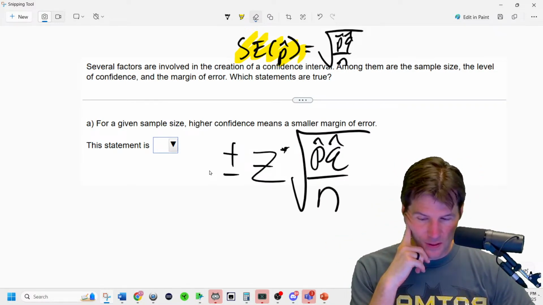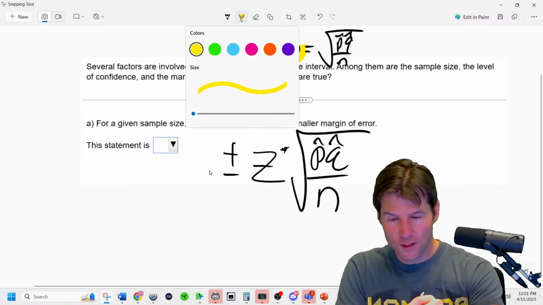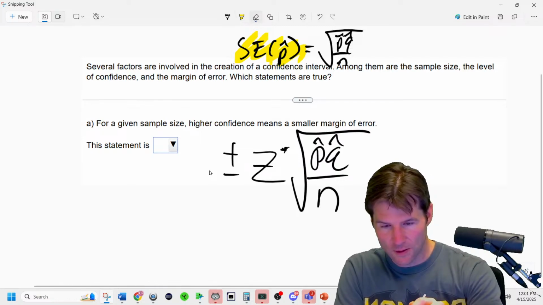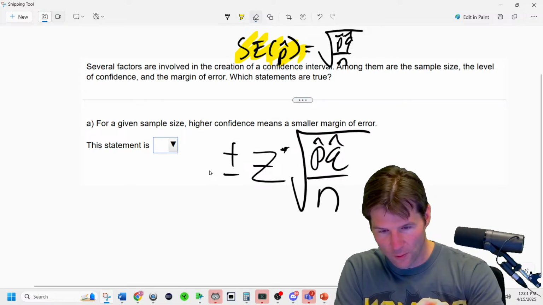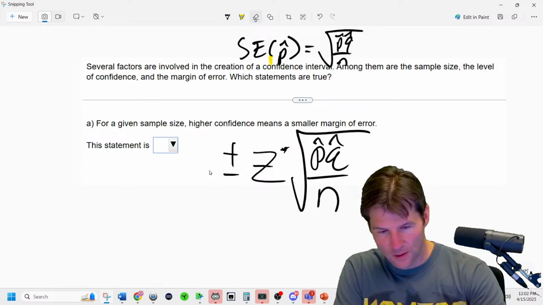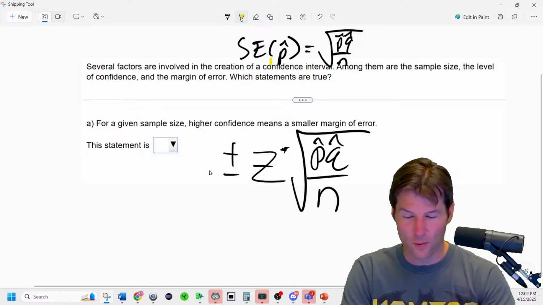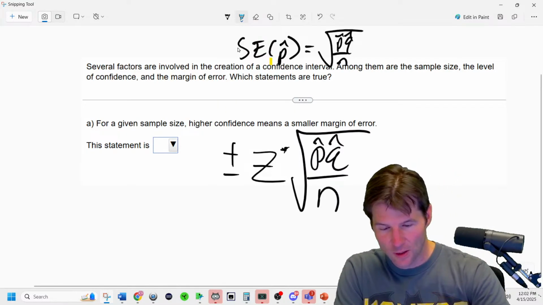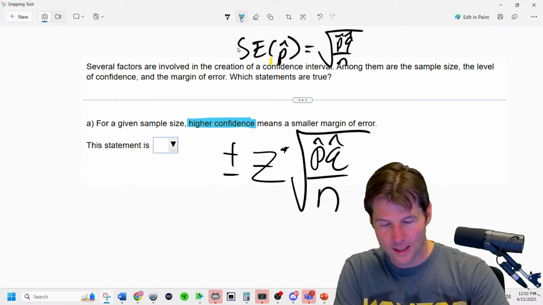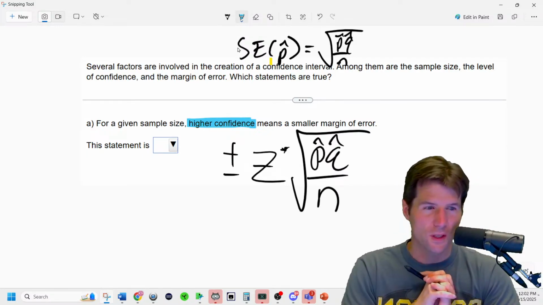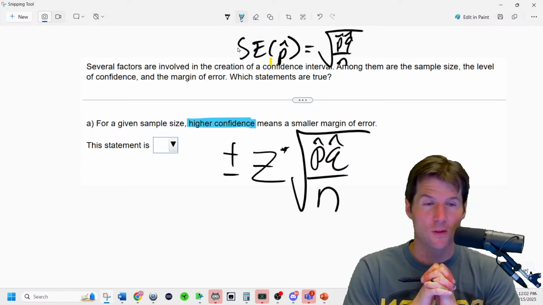For a given sample size, higher confidence means smaller margin of error. Confidence is directly linked to what now? When it says higher confidence, confidence is controlled by the what of the interval. Take a look at the equation I wrote. What controls the confidence? Very important you know this.